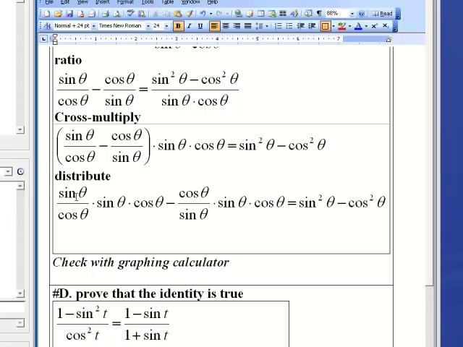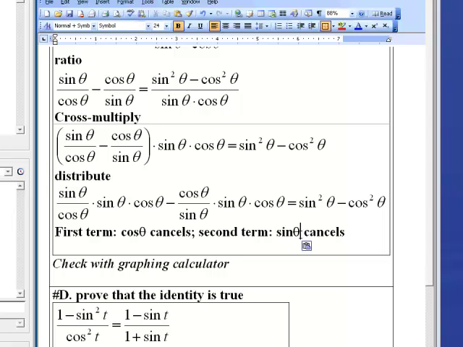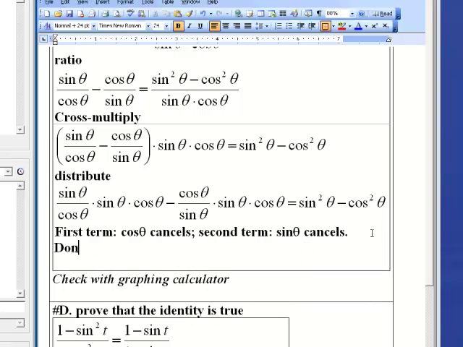And notice on the left-hand side here, in the first term, sine squared and cosine canceled, so in the first term, cosine theta cancels. Second term, sine theta cancels, and of course this is supposed to be a theta. There we go. And then of course I have cosine squared, sine squared in the first term, and then cosine squared in the second term, and I can conclude that I'm done.